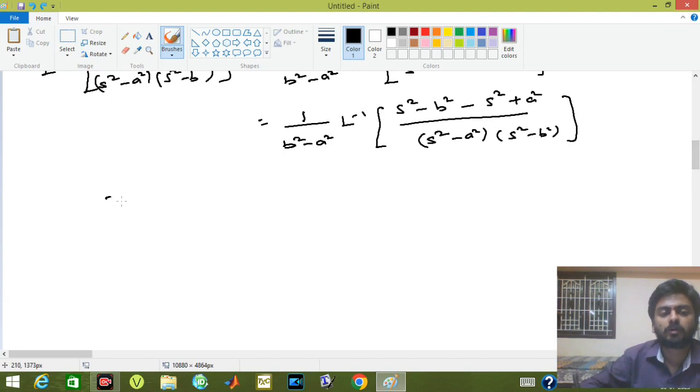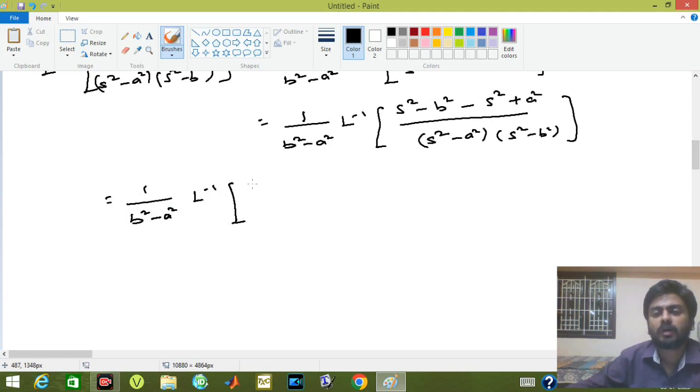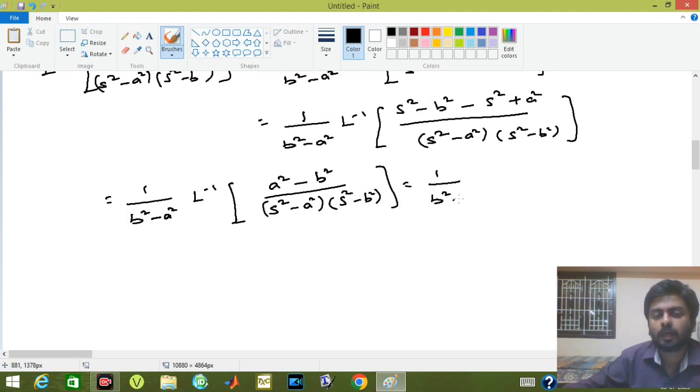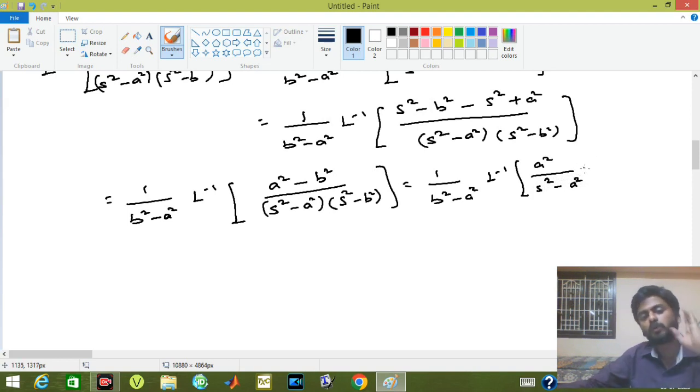You will have 1 by b square minus a square, L inverse of a square minus b square divided by a square minus a square into a square minus b square, that is equal to 1 by b square minus a square, L inverse of a square divided by a square minus a square into, listen, here you will have one term is s minus a square and another term is s minus b square.